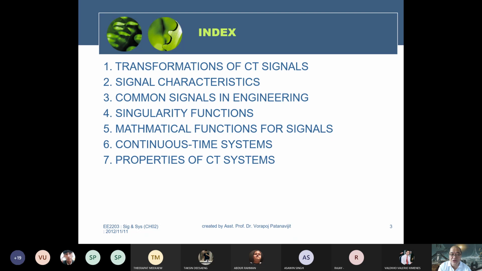The next one, the fourth topic, is about the singularity function. The singularity function is a function that doesn't have its derivative at some point. It means it doesn't have a slope value at some point, or the slope at some point equals infinity. Singularity functions play an important role in advanced signal analysis.